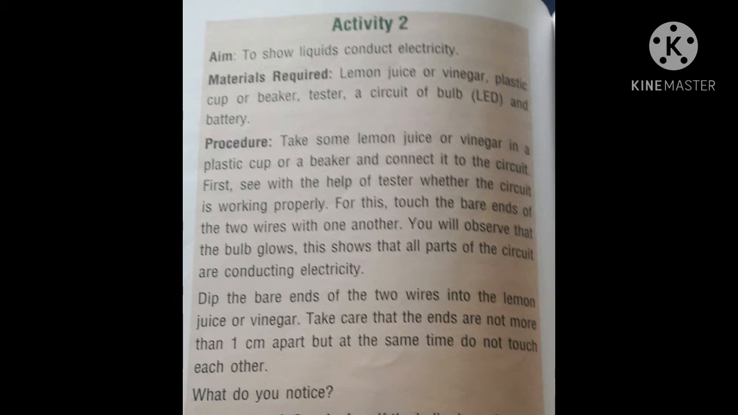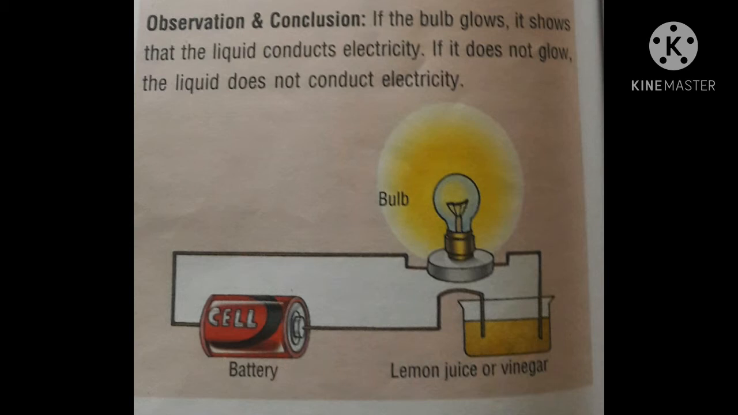Now what do you notice? Come to observation and conclusion. If the bulb glows, it shows that the liquid conducts electricity. If it does not glow, then the liquid does not conduct electricity. Lemon juice, because it is a conductor, will conduct electricity. Children, in the pic you are seeing the bulb is glowing. It means lemon juice or vinegar is a conductor of electricity and it allows the electric current to pass through it.